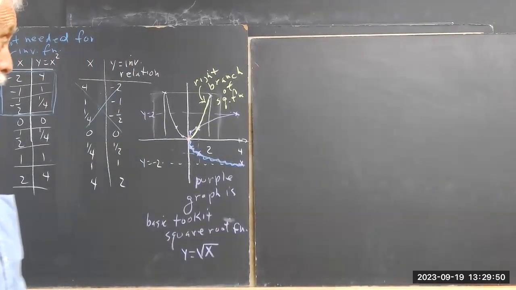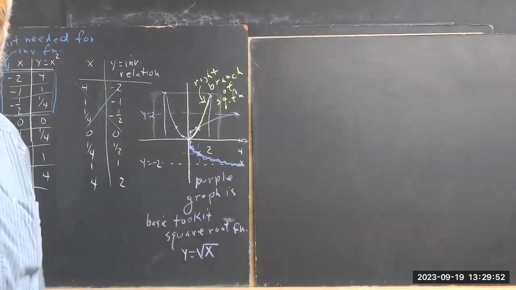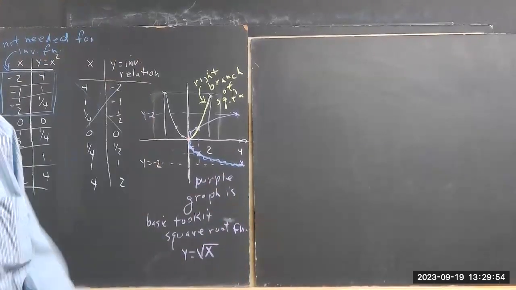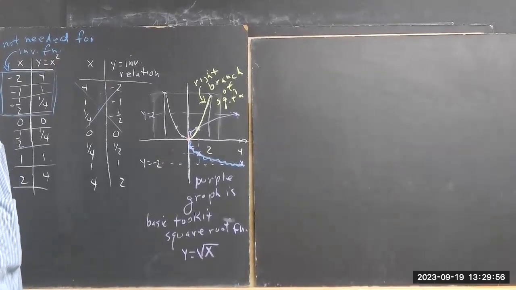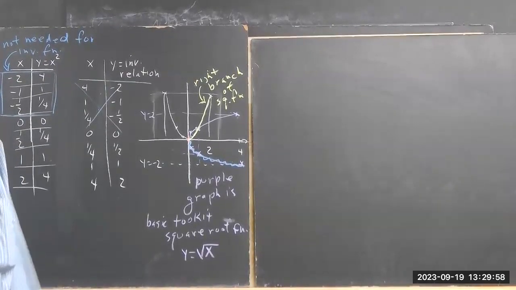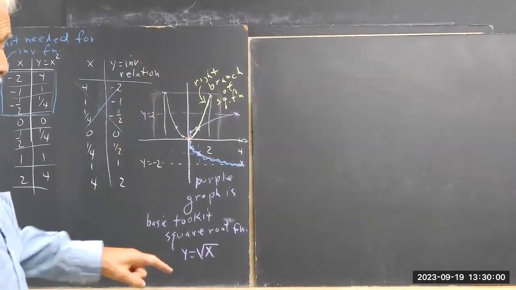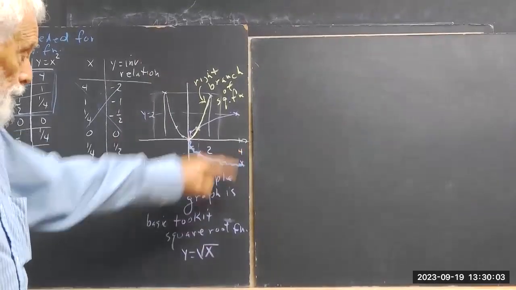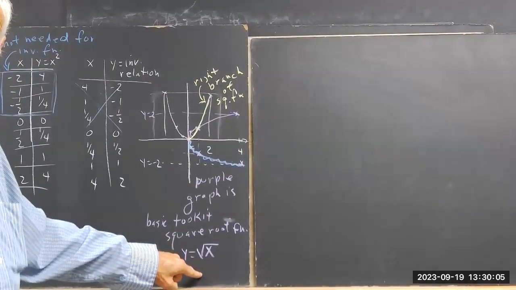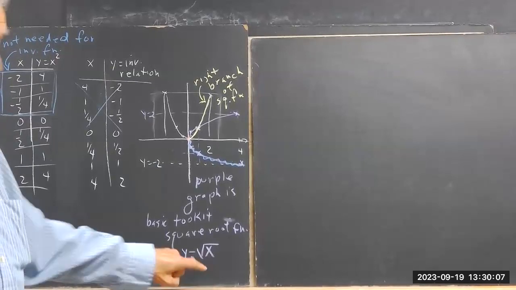Now, check and see if it works. If x equals 4, what's the square root of x? Show me with your fingers. The square root of 4. 2. Because if y is the square root of x, if x is 4, y is the square root of 4, which is 2. Okay?